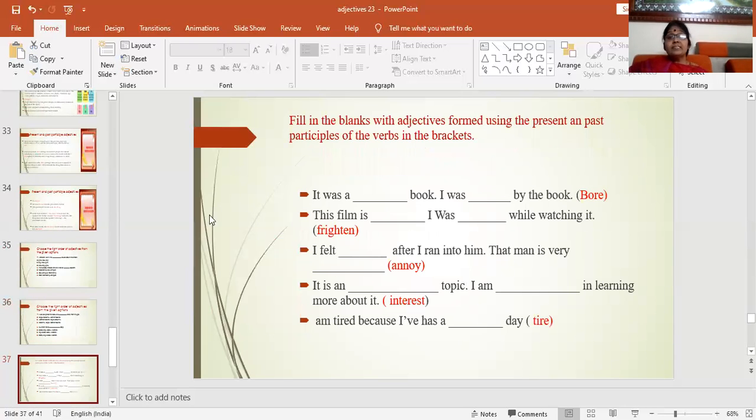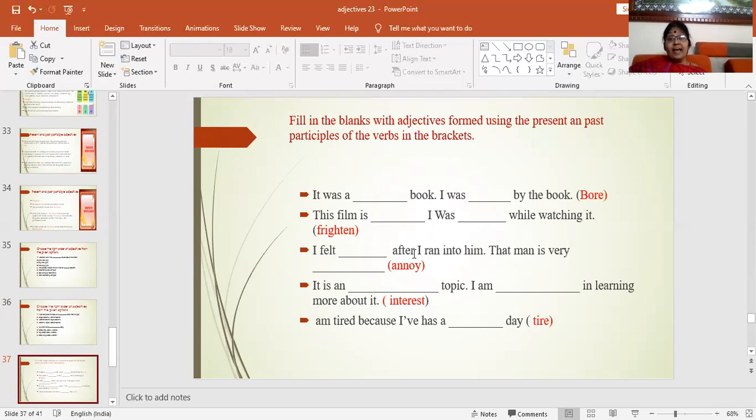Now, in a similar way, fill in the blanks with adjectives. That is present participle and past participle, right? It was a dash book. I was dashed by the book. What is your answer? It was a boring book. I was bored by the book. The film is dash. I was dashed while watching it. The film is frightening. I was frightened while watching it, right?